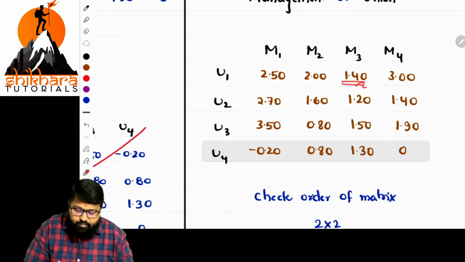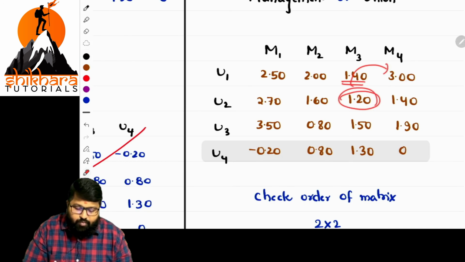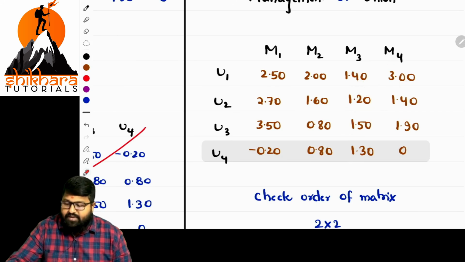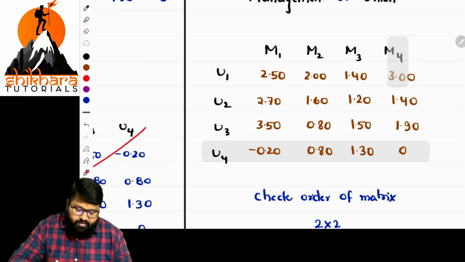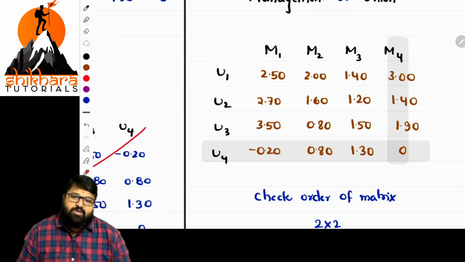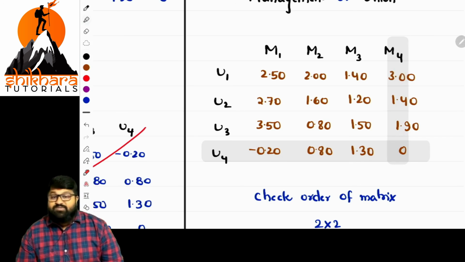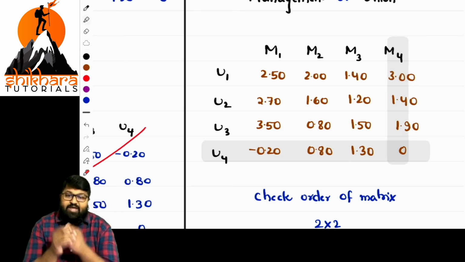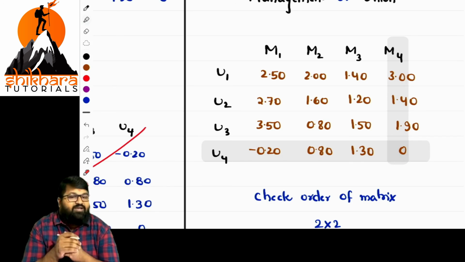When compared to 1.4, 3 is highest. When compared to 1.2, 1.4 is highest. 1.5, 1. So eliminate that one. Let us eliminate that one. So eliminated. Now what is the order of matrix? 3 by 3. But sir, what is the basic target? We are having a target to reduce the order of matrix to 2 by 2.